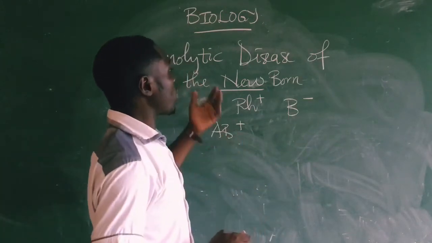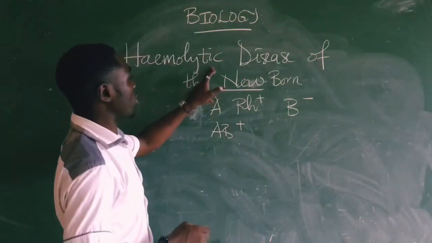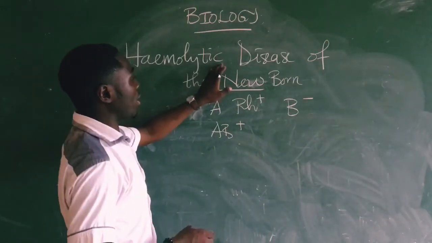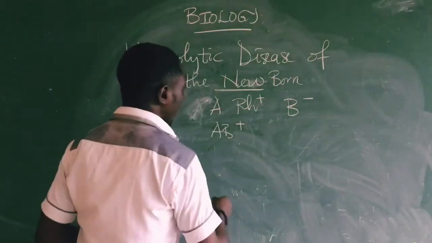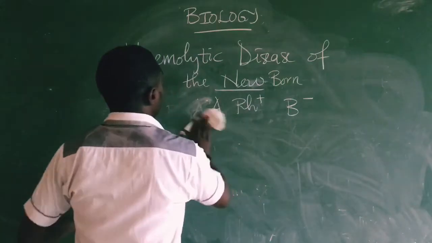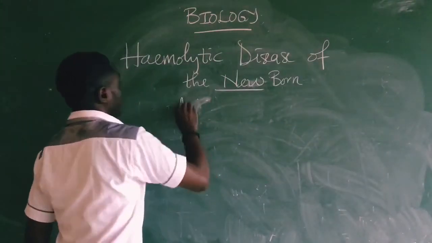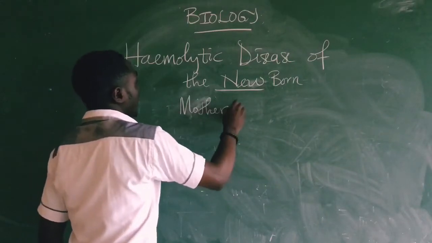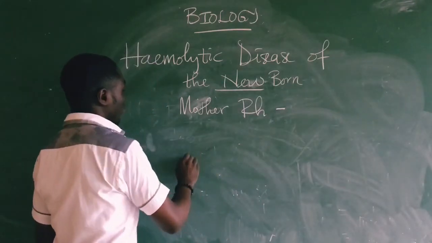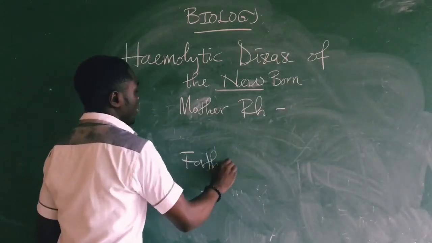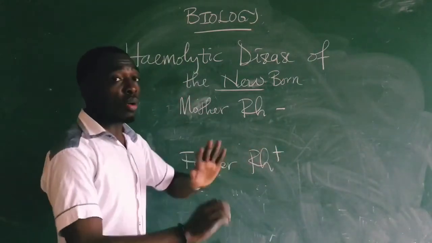But now, how does hemolytic disease of the newborn come about? Hemolytic means breakdown, meaning that there is breakdown of something. Here there is going to be a breakdown of red blood cells. So now, we have a problem when the mother, a Rhesus negative woman, gets married to a man that is Rhesus positive. That's where the problem comes.